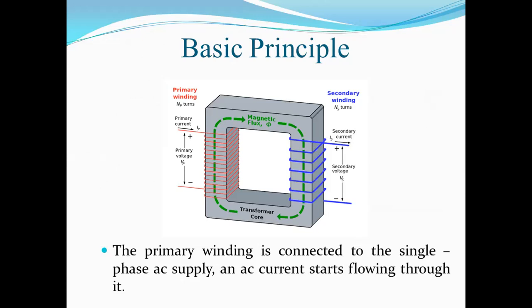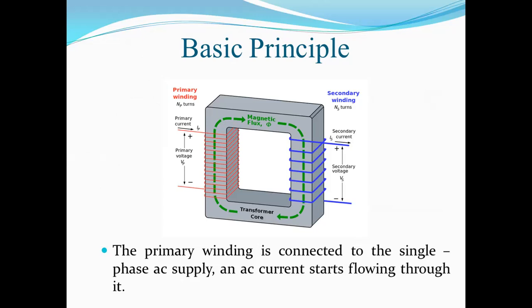The current flowing through the primary winding is the primary current IP, and the current flowing through the secondary winding is IS. VP is the applied or supply voltage, and VS is the terminal voltage or secondary side voltage.